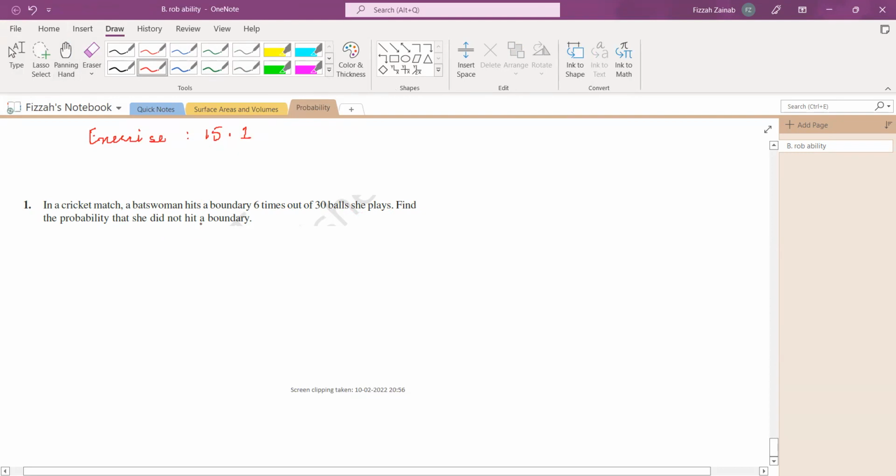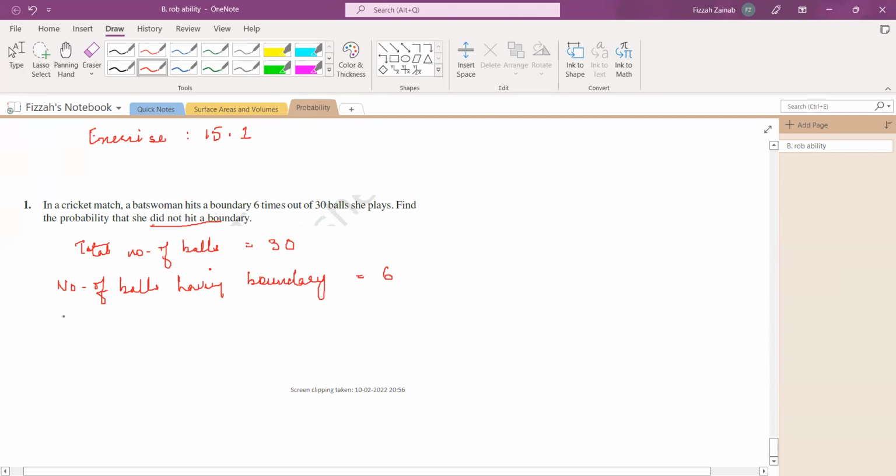So, first of all, total number of balls are how much? Total number of balls which she had played. She has played 30 balls, right? Yes, ma'am. So, number of balls in which she has hit a boundary? Ma'am, 6 balls. So these are equal to 6 balls, right? And you have to find the probability that she did not hit a boundary. So first of all, you have to find the number of balls in which she had not scored a boundary.